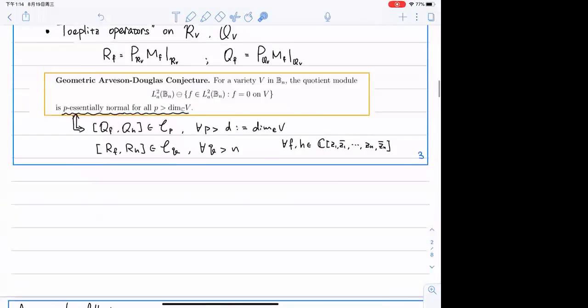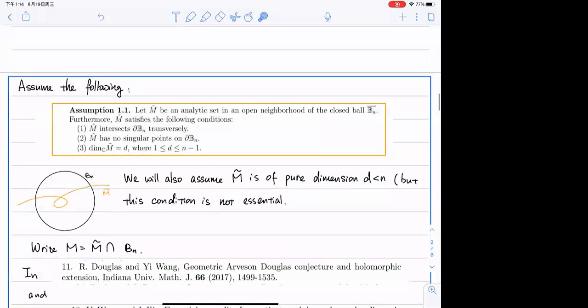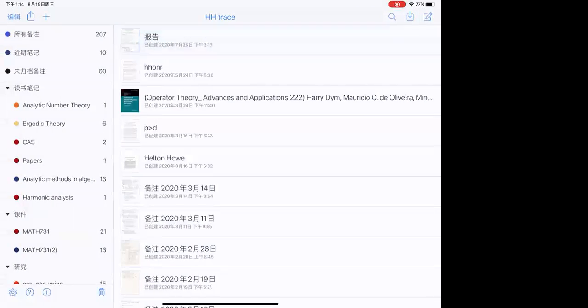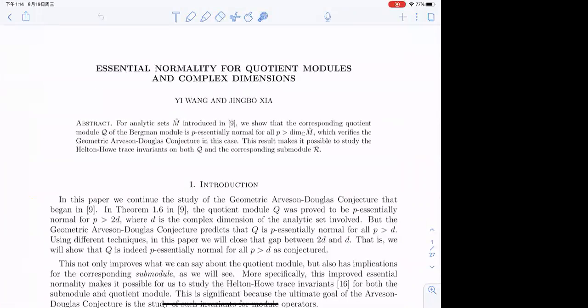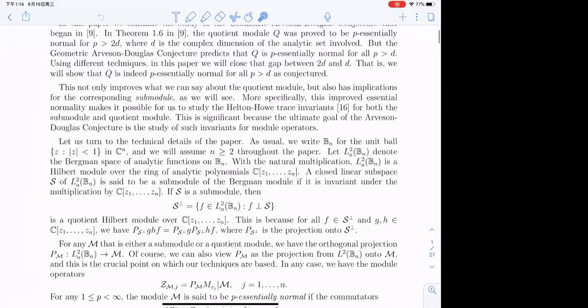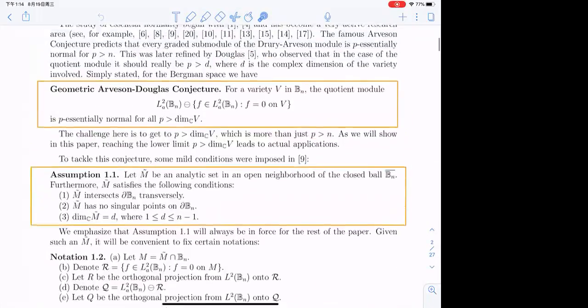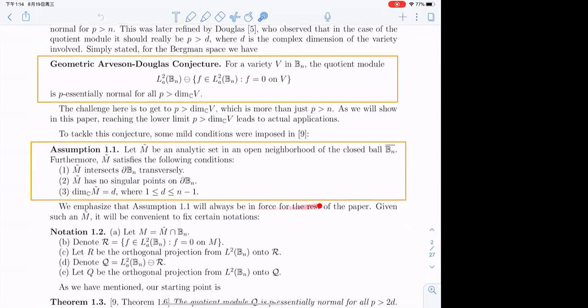So let's see. This concerns another paper of ours, a previous paper. Let me show you directly. That's our previous paper. We studied the geometric Arveson-Douglas conjecture under certain assumptions. So this is our assumption.